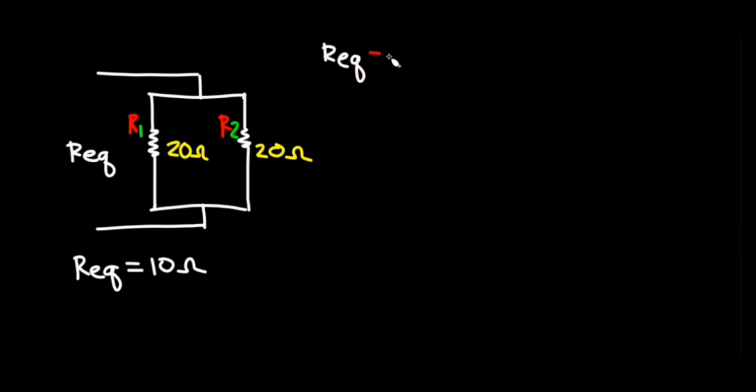Another example is two parallel resistors with equal value of 20 ohms. The equivalent resistance of the two 20 ohms in parallel will be 10 ohms. Guys, to solve the equivalent resistance of parallel resistors, simply add the reciprocals of the individual resistances, then take the inverse of the sum to get the equivalent resistance. In this case we can use the formula 1 over R1 plus 1 over R2.